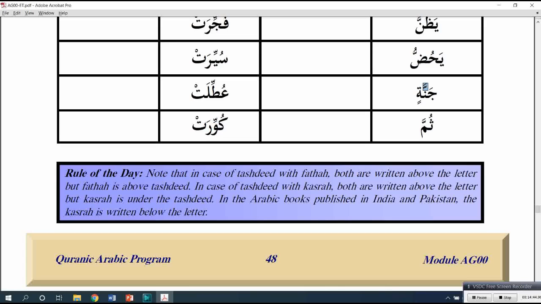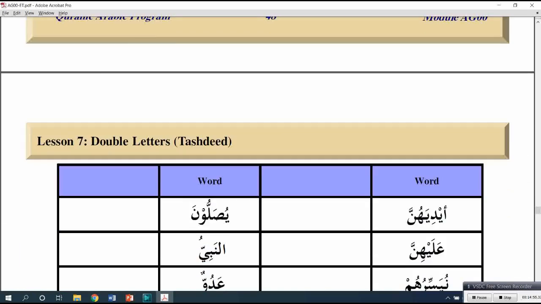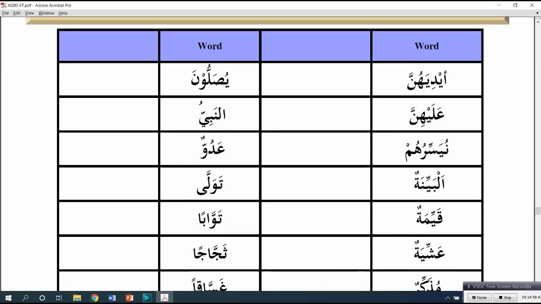See some other words. Example: an-nabiyyu, alayhinna, nuyassiruhum, al-bayyanatu, الظل, الترائب. So these are some examples.